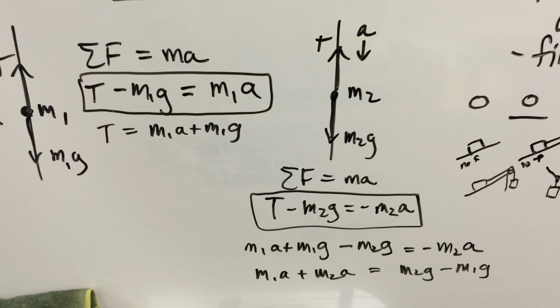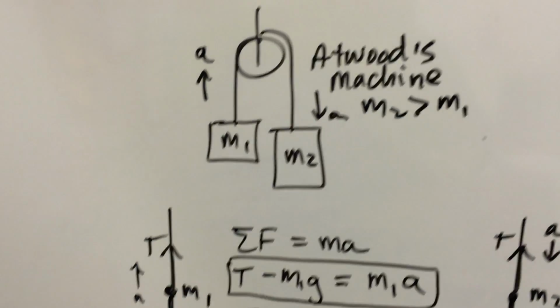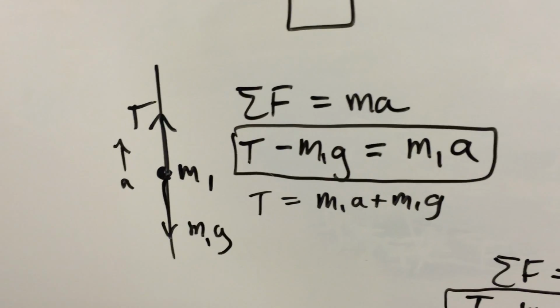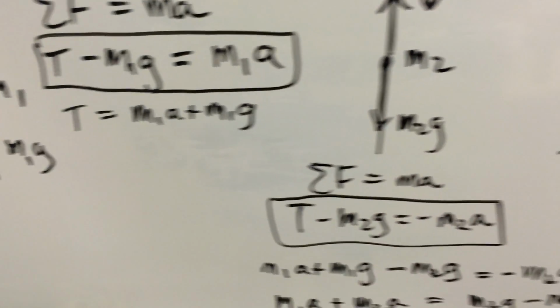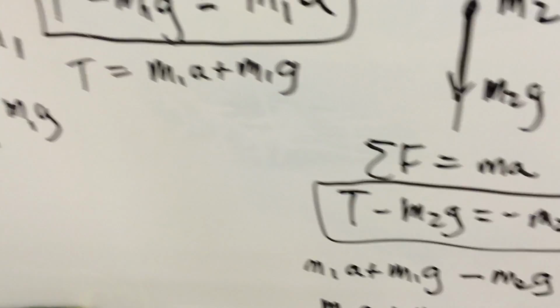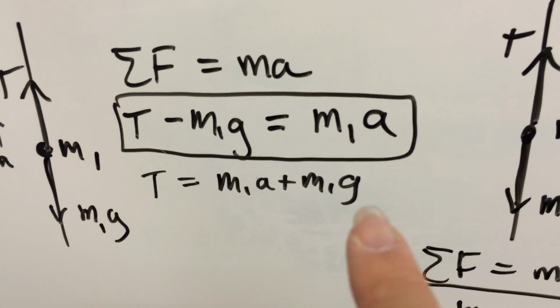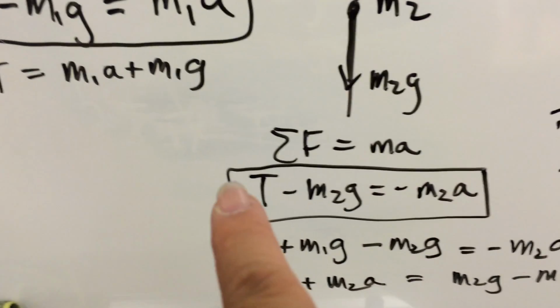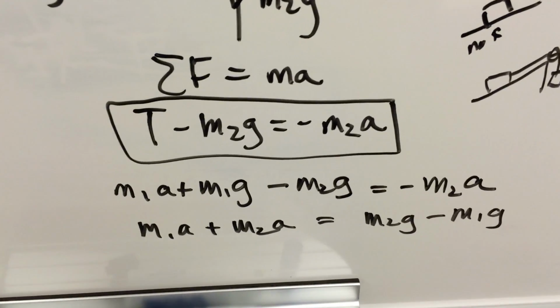Okay, this is a continuation of that previous video. We're working on Atwood's machine over here. We ended up with a formula for the free body diagram for the first mass, and for the second mass we ended up with this formula here. We solve for T here and plug it into the second formula, and then we end up getting these two things here.